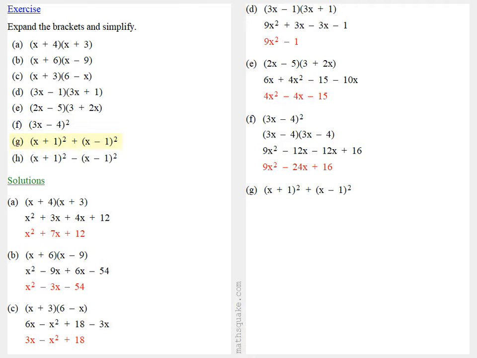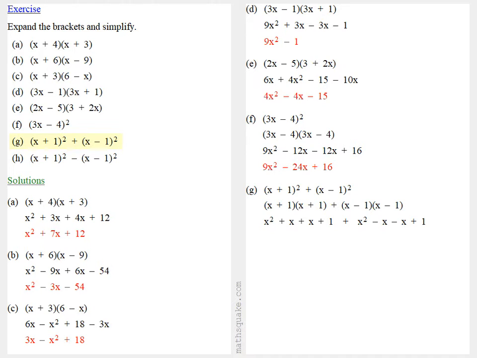Now in G, we've got two quadratic expressions, x plus 1 squared plus x minus 1 squared. Well, x plus 1 squared can be written as x plus 1 times x plus 1. And x minus 1 squared can be written as x minus 1 times x minus 1. So the first brackets give us x squared plus the outer pair is x, the inner pair is plus x, and the last pair is 1. So it's x squared plus 2x plus 1.